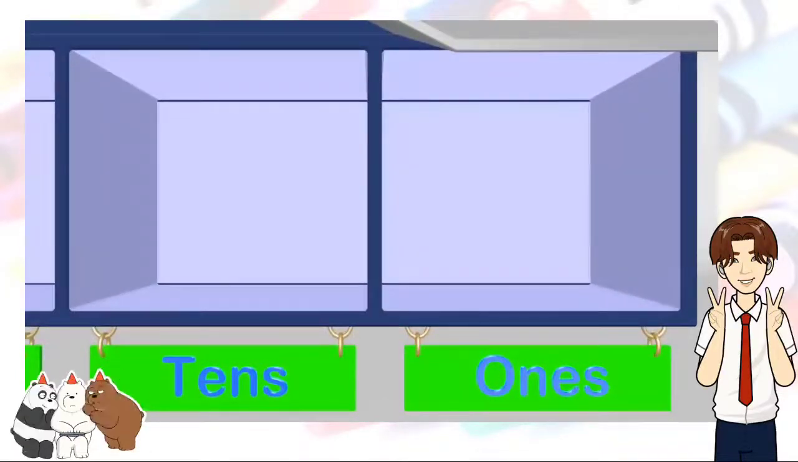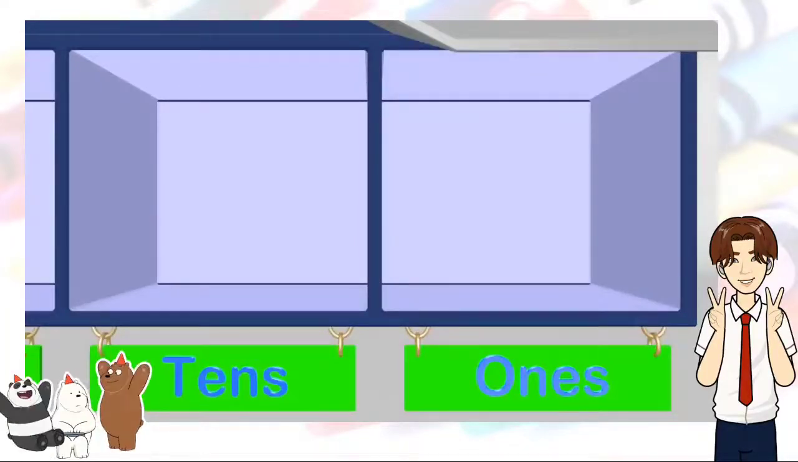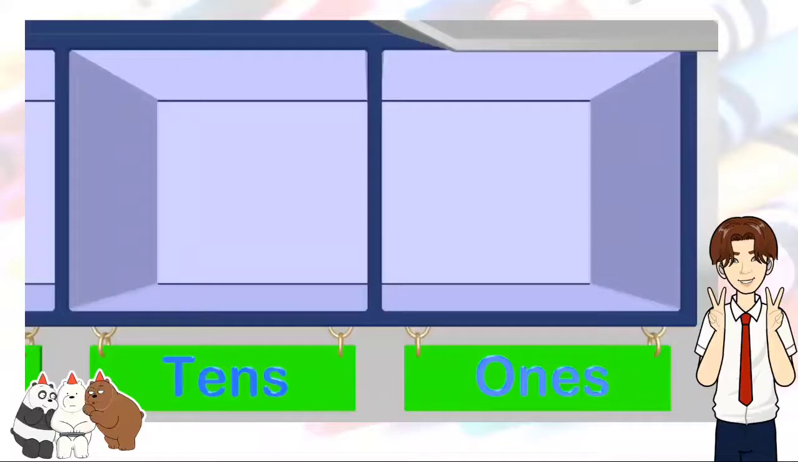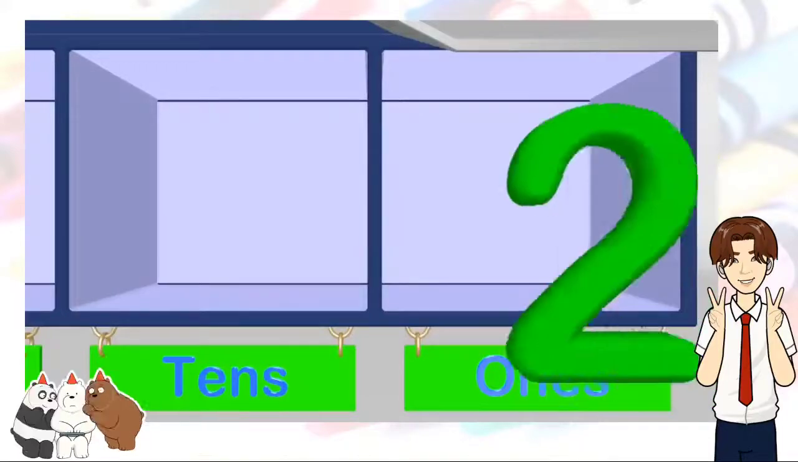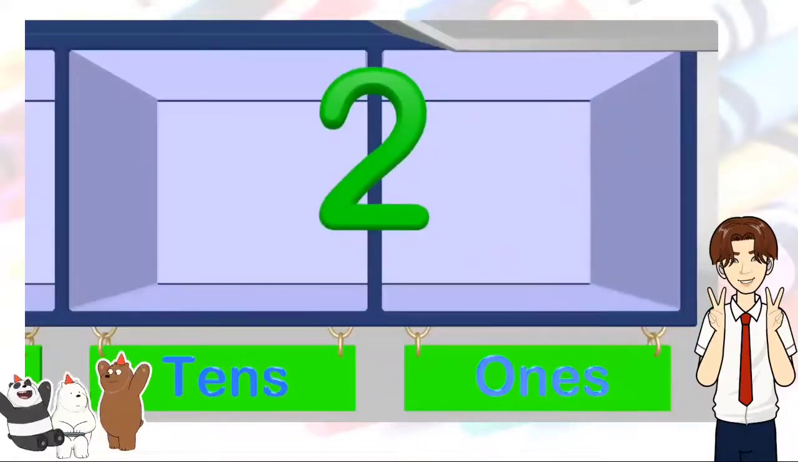There are rules in this house that have to be followed, and one of the rules is that you can only have one digit in each room. A digit is any number from 0 to 9. Let me show you what I mean. Here is the number 2. And this is one digit because there is just one number.